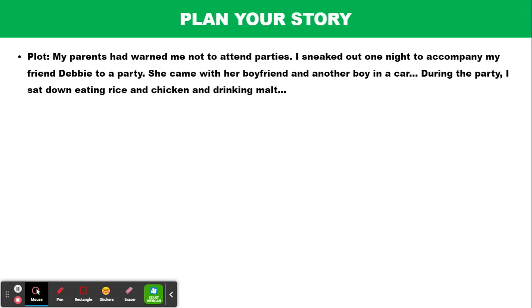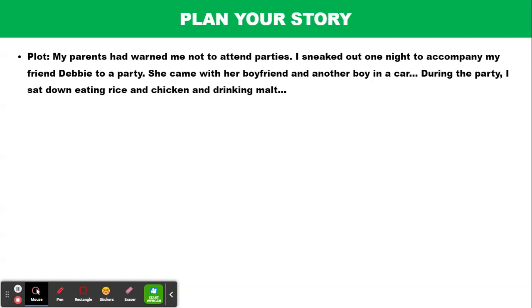Okay, let's go on. Still on plot. My parents had warned me not to attend parties. I sneaked out one night to accompany my friend Debbie to a party. She came with her boyfriend and another boy in a car. During the party, I sat down eating rice and chicken and drinking malt. You know, this is just to give you some idea about what the plot is about.